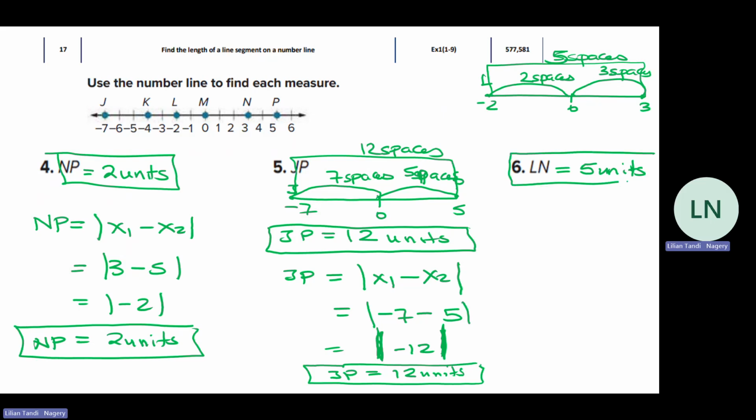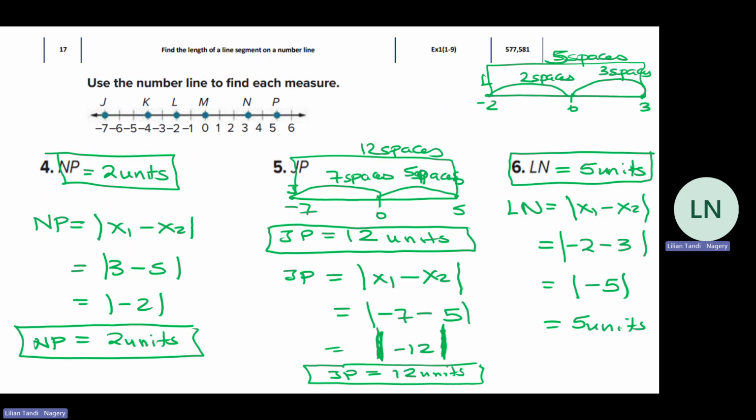Then what do you want to use? The formula to check your work. So LN equals the absolute value of x1 minus x2. Your numbers are -2 minus 3. Your answer for this step is absolute value of -5, which is 5 units. And you write LN. Okay.